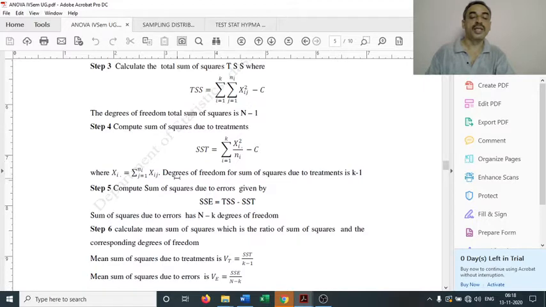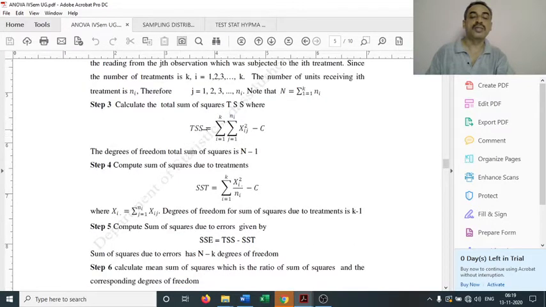Next is the part of finding the sum of squares due to errors. It is obtained by subtracting the sum of squares due to treatments from the total sum of squares, and it has n minus k degrees of freedom. Here this sum of squares due to treatments has k minus 1 degrees of freedom, because in this summation there are k summands 1, 2, 3 etc. K minus 1, that is the degrees of freedom of the sum of squares due to treatments. Therefore, this total sum of squares is given by this equation: sigma i is equal to 1 to k, sigma j is equal to 1 to ni xij square minus C with n minus 1 degrees of freedom.